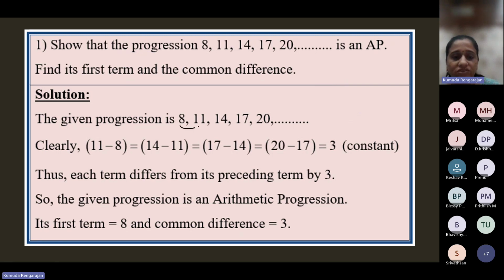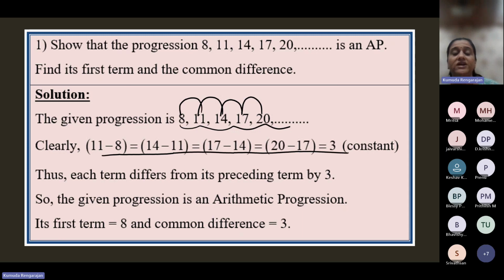So these are the terms of the sequence. Let's check. 11 minus 8 is 3. 14 minus 11, 3. 17 minus 14, 3. 20 minus 17, 3. So 11 minus 8 is the same as 14 minus 11, is the same as 17 minus 14, is the same as 20 minus 17. It's 3. It's a constant.